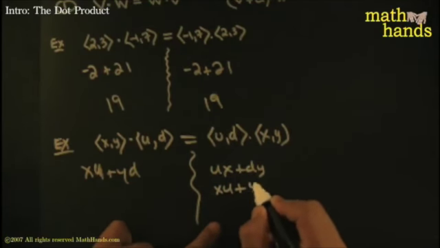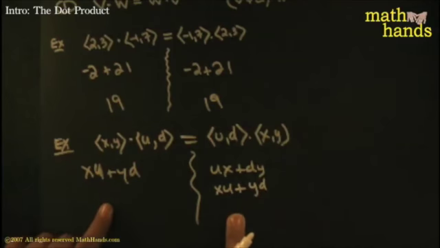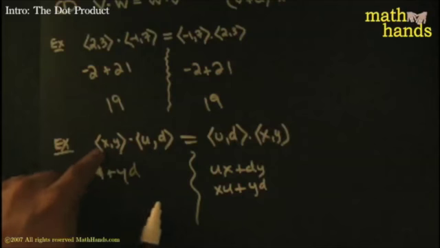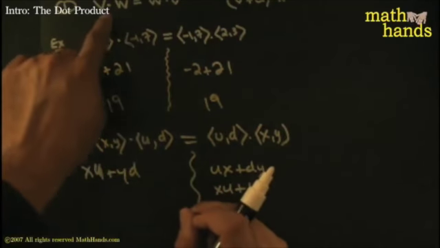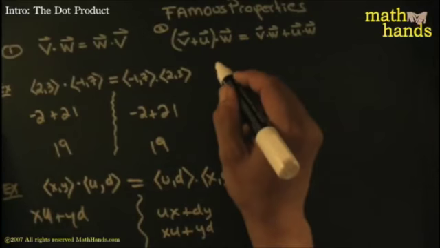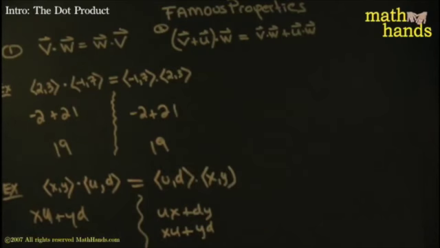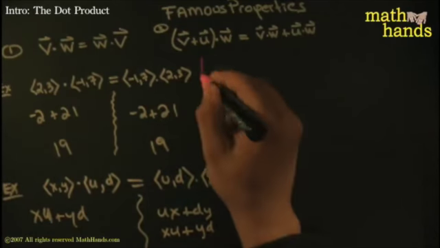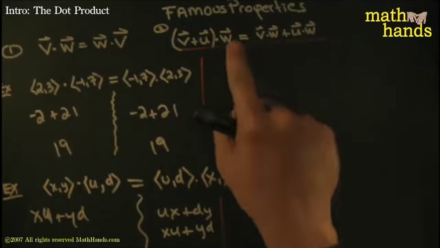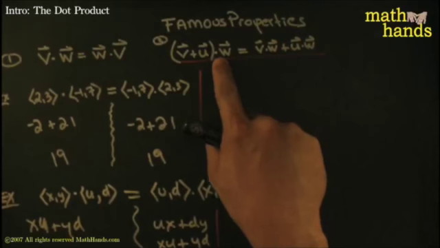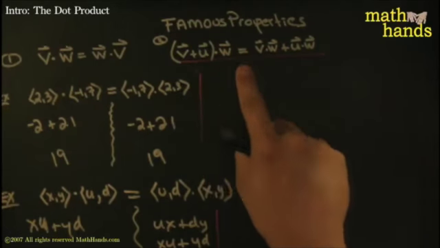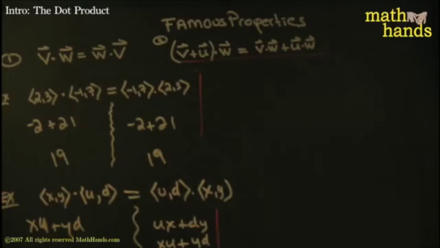This would be xu plus yd. And on the other hand, you'd have ux plus dy, and you ask, are those the same? We get a yd and a yd over here. Well, you really have a dy, and you have a xu on this one, and you have a ux. Really, the xu is the same thing as ux, because multiplication is commutative for real numbers, and the dy is the same thing as a yd. So in fact, they are the same.